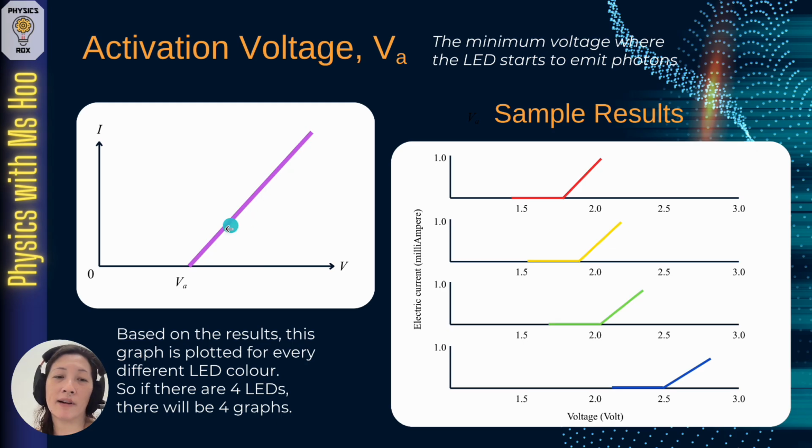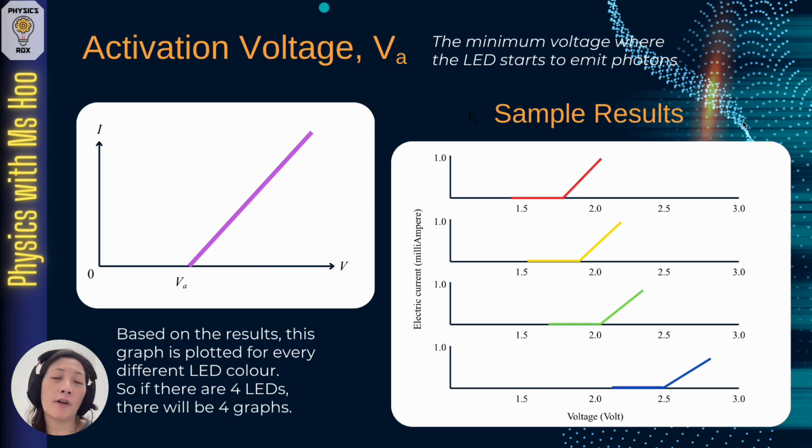So how we get this graph is by getting several sets of the voltmeter and milliammeter readings, and then we extrapolate until we get the x-intercept. This x-intercept will be the value of the activation voltage, which is, as you can see, the minimum voltage for the LED to be able to start emitting photons and for current to flow.